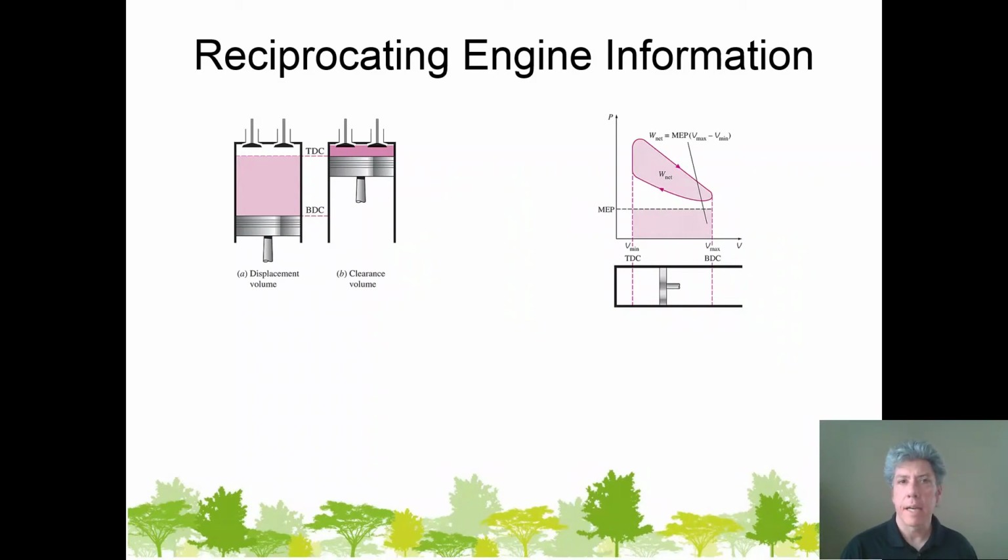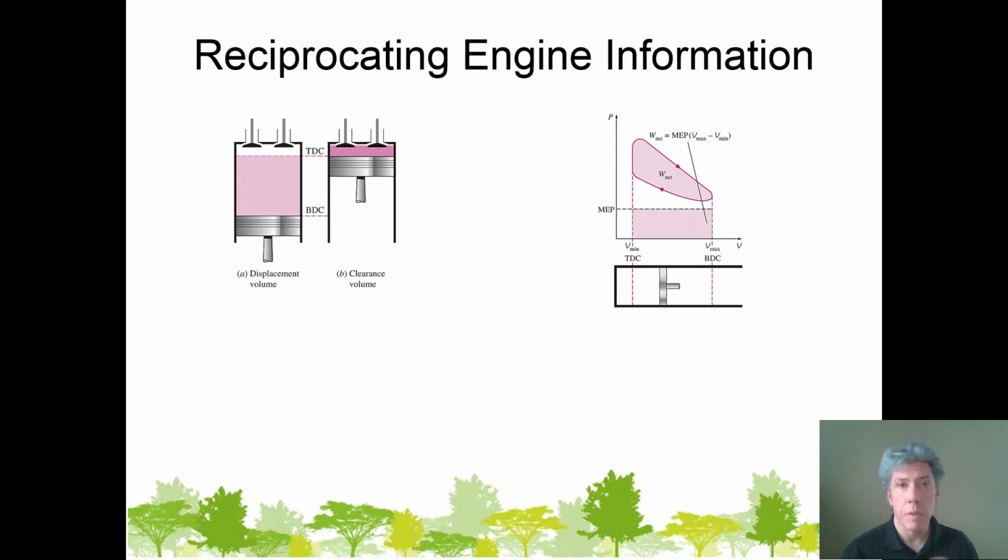Many of the idealized gas power cycles that we'll study involve reciprocating engines, so engines that include piston and cylinder devices. These pistons allow for easy compression and expansion of gases so that we can extract a net amount of work from the engine. To understand these engines, we have to have some terminology that goes along with them.